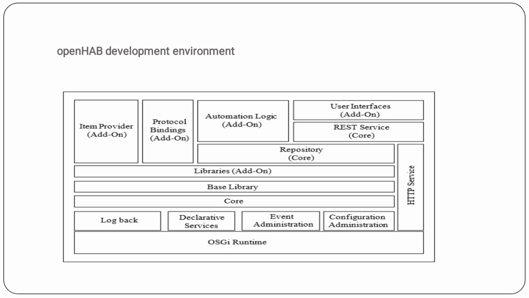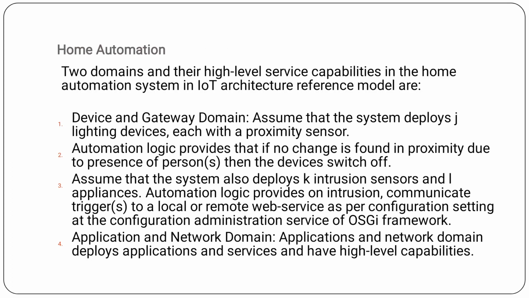The openHAB development environment has the OSGi runtime with Equinox, declarative services, event admin, configuration admin, and it is mainly based on the core, base library, and item provider, protocol binding, automation logic, user interface, and REST service. The repository mainly depends upon the core value.